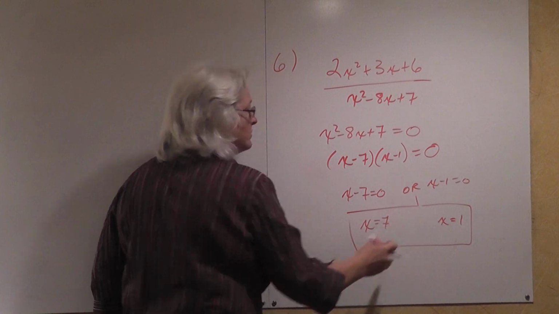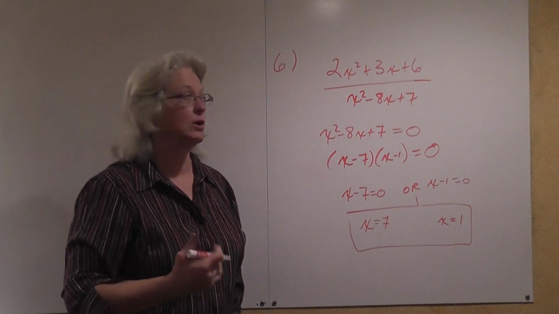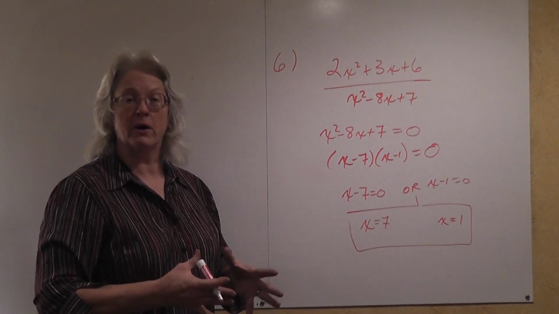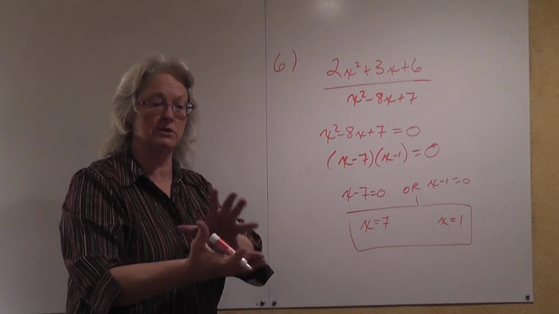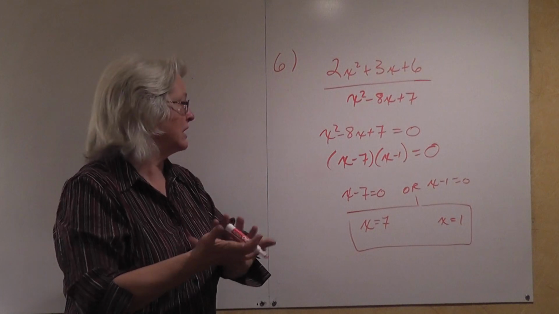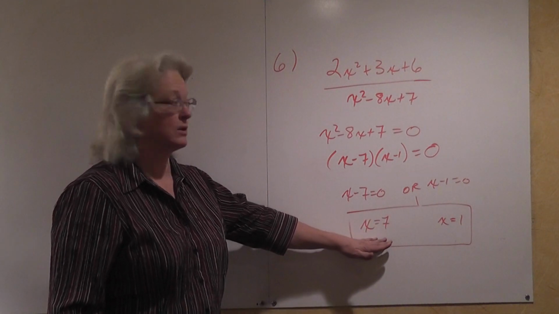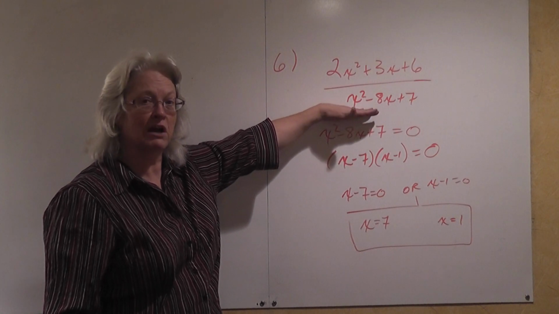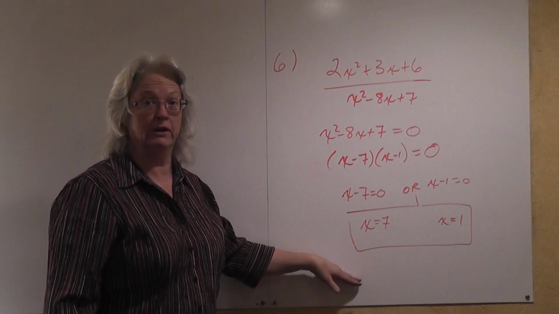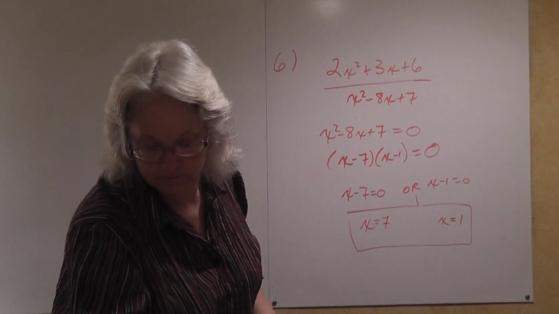When x is equal to a positive 7, or when x is equal to a positive 1. So you see that we're pulling all sorts of concepts and all sorts of information together to come up with the values of x that cause this rational expression to be undefined. Okay?